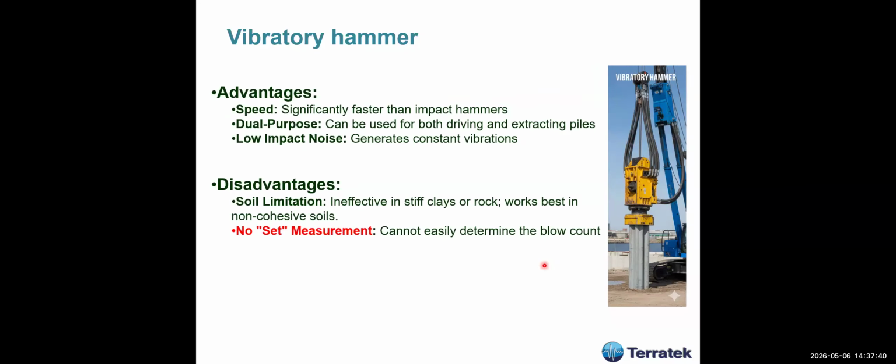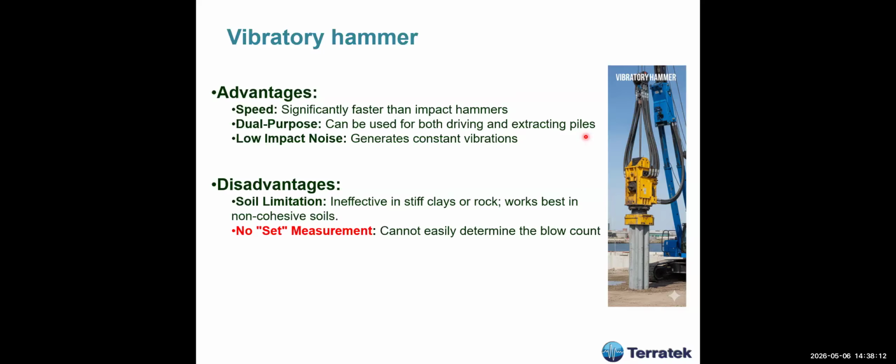And finally, the vibratory hammer. Advantage: significantly faster than impact hammers. It can be used for both driving and extracting piles. That's very important. I have, for instance, used this for sheet piling. And I remember one of the projects, there was a mistake. The sheet piles went too deep and we had to pull them out, 30 centimeters on each pile. And this was done very quickly with one of those vibratory hammers.